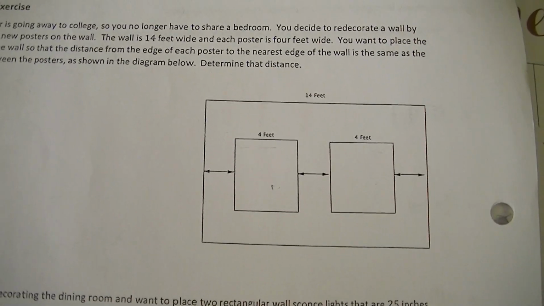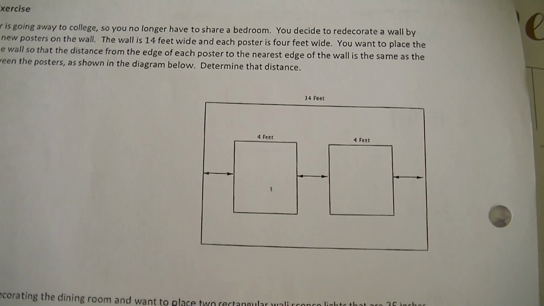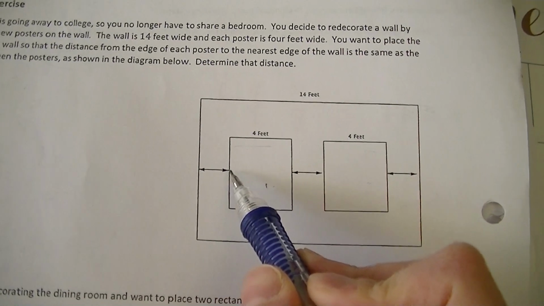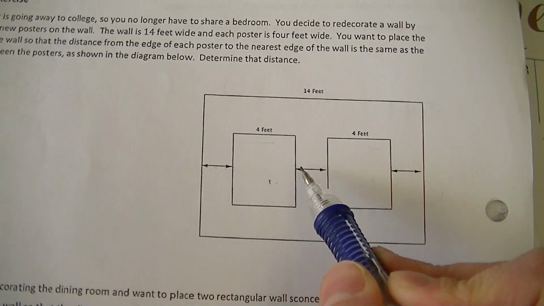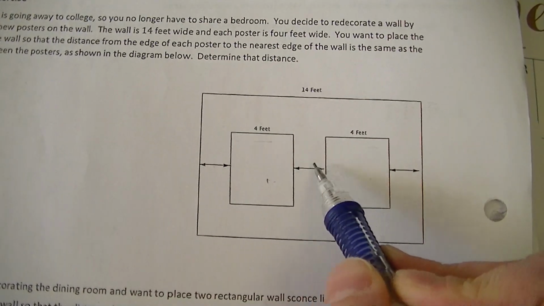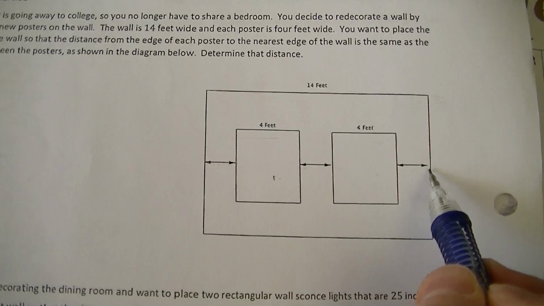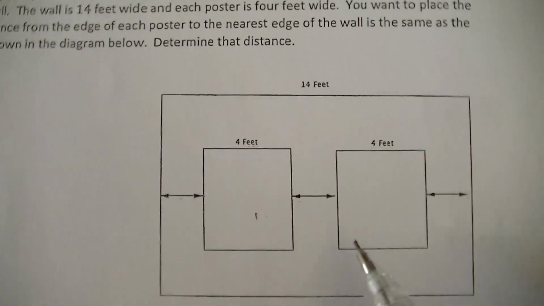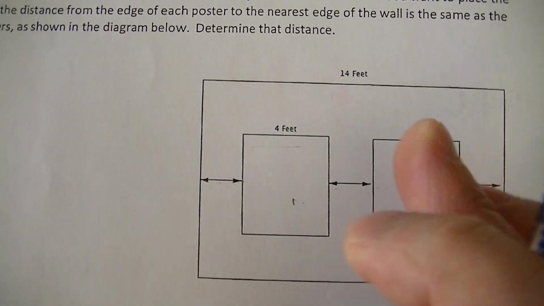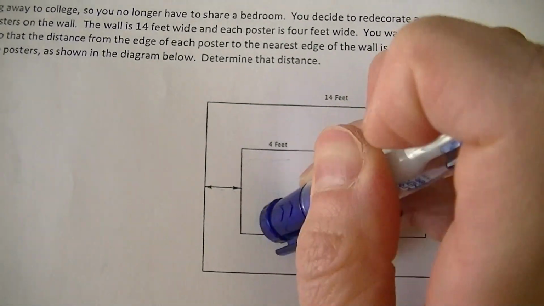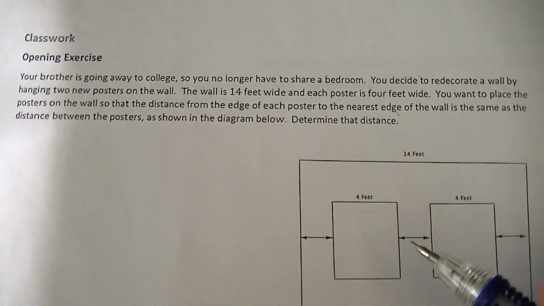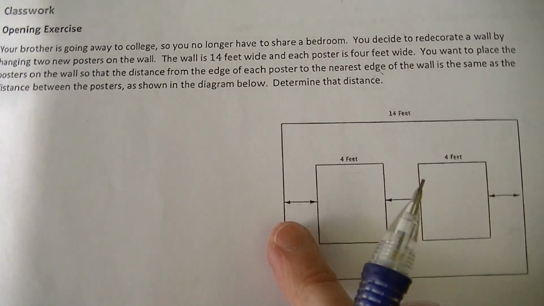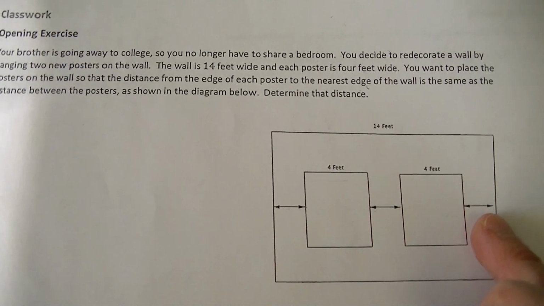You want to place the posters on the wall so that the distance from the edge of each poster to the nearest edge of the wall is the same as the distance between the posters, shown in the diagram below. Determine that distance. Okay, so they want you to figure out what this distance is. And basically what it's stated in this paragraph right here, it says that it's the same distance. So this is the same as this length, which is the same as this length.